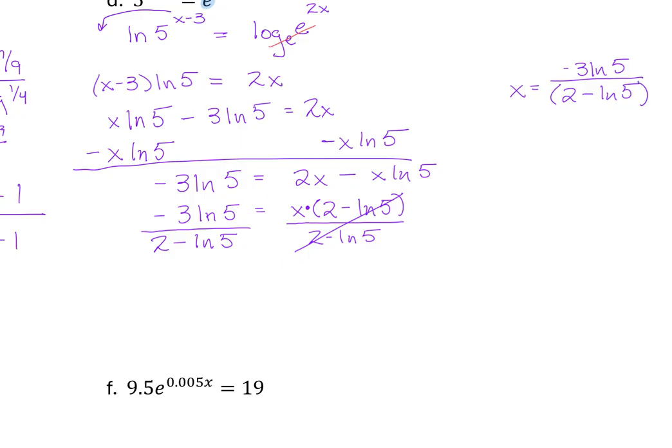If we want to approximate it, we do want to make sure that we put parentheses around that denominator. And when we plug this into our calculator, what we should get is negative 12.362. And we're done.